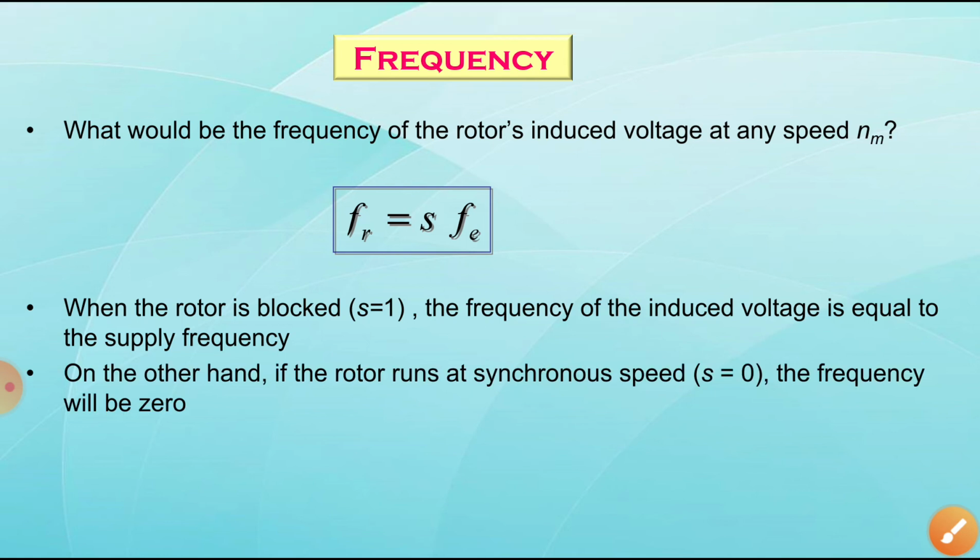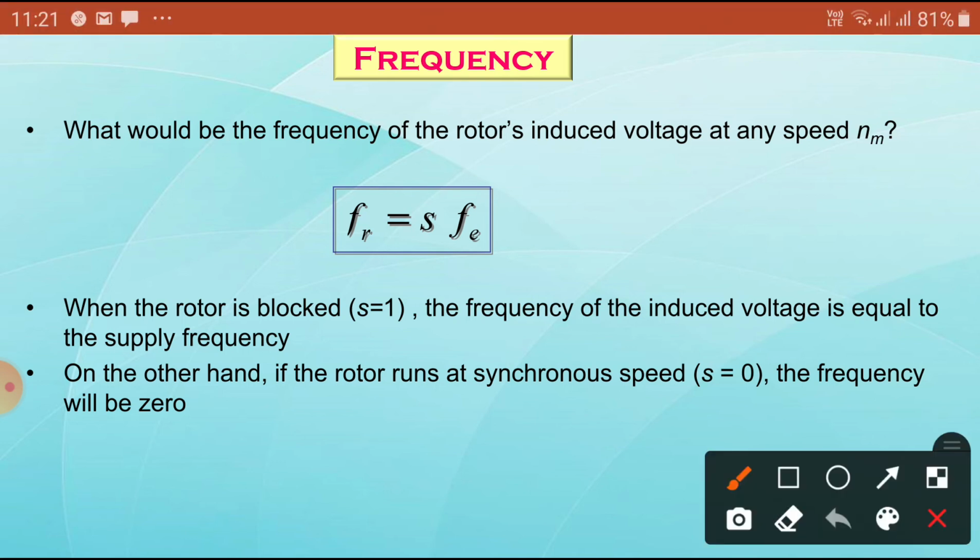On the other hand, if the rotor runs at synchronous speed, then Ns minus Ns is 0. At that condition the slip S is equal to 0, and the frequency in the rotor will be 0. So at extreme standstill the rotor frequency equals the supply frequency, and at extreme synchronous speed it is 0.